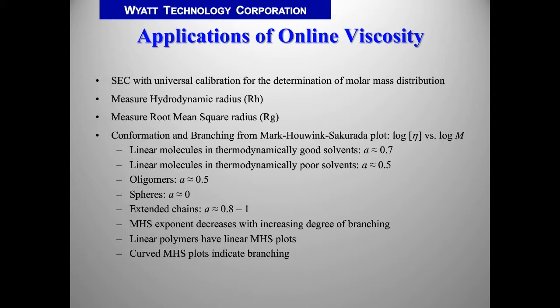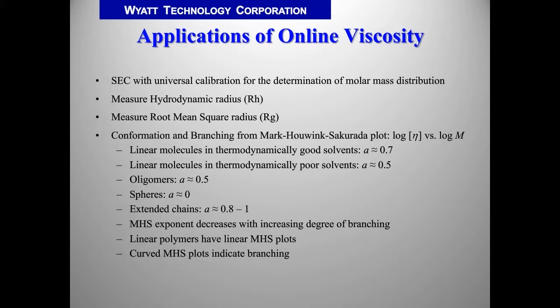More information can be typically obtained from the so-called Mark-Houwink-Sakurada plot, which is a relation between intrinsic viscosity and molar mass in double logarithmic scale. The information about the polymer chain conformations is obtained from the slope of this plot, which is called the exponent of the Mark-Houwink-Sakurada equation. The slopes typical for linear molecules in thermodynamically good solvents are around 0.7.